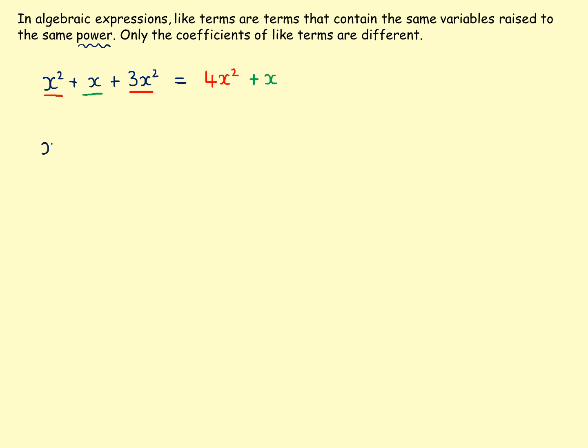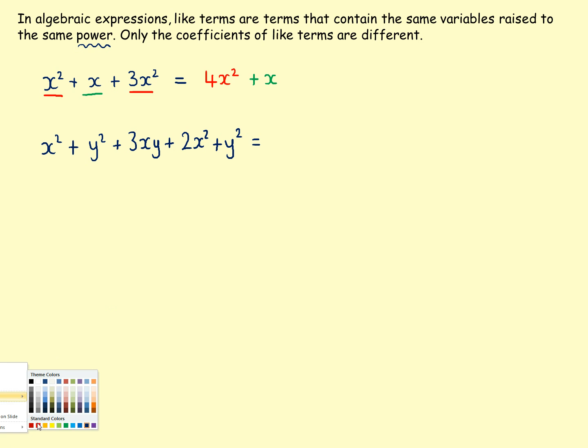What about something like x squared plus y squared plus 3xy plus 2x squared plus y squared? So that looks like really complicated algebra there, but we can just apply the same approach. So let's have a look at what we've got. We've got some x squareds. So we've got x squared, 2x squared, so that's 3x squared altogether. We've got some y squared. We've got y squared and y squared there. So y squared plus y squared is 2y squared.